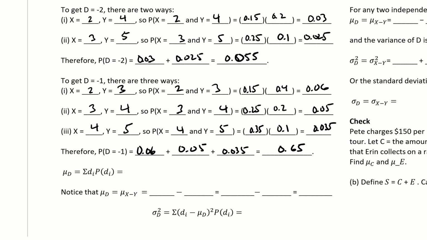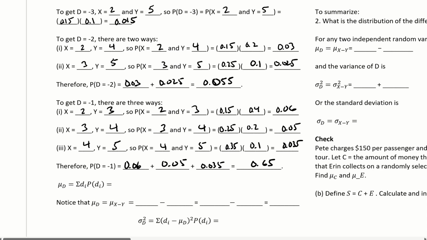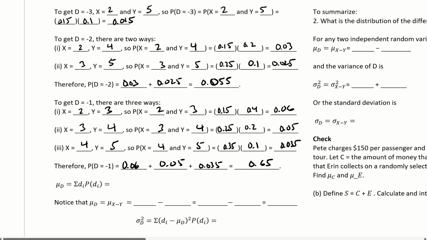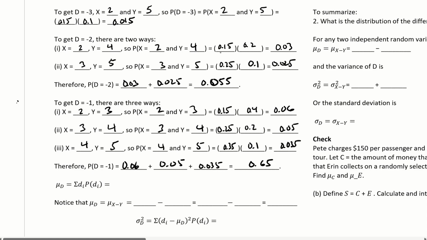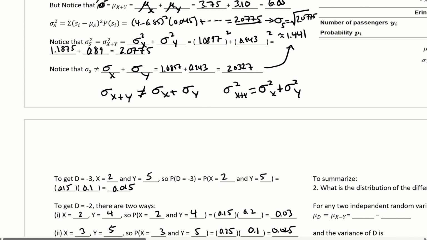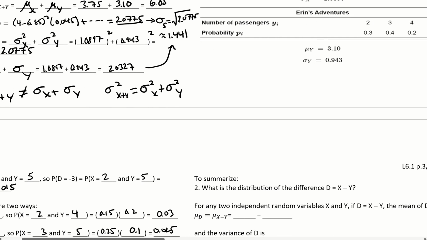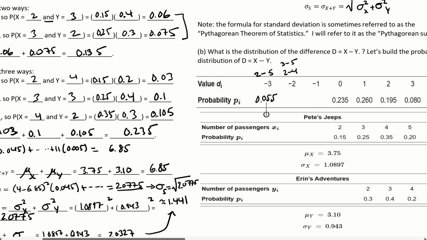Okay, so we got 0.015, 0.055, and 0.65. Hold on here. I think I put this in the wrong spot. That should say 0.015, not 0.055. This is 0.055, and then this is 0.65. All right, there you go. That's what we have.